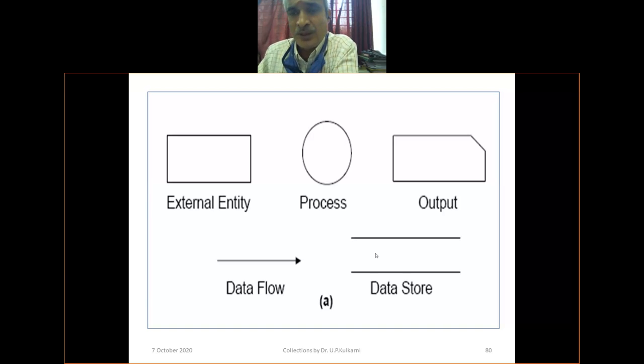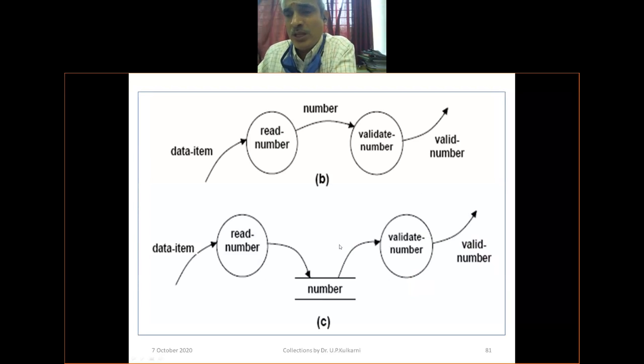Now let's look into the other aspect. Yesterday I told you just a summary. Look at the reader number: it gets a data item, and whatever data item you get, it is read, and it gets transformed. Sometimes there may be a transformation, or sometimes it may be stored in the repository.